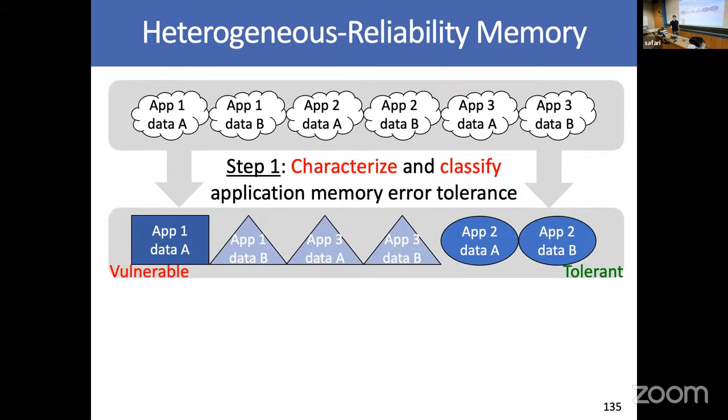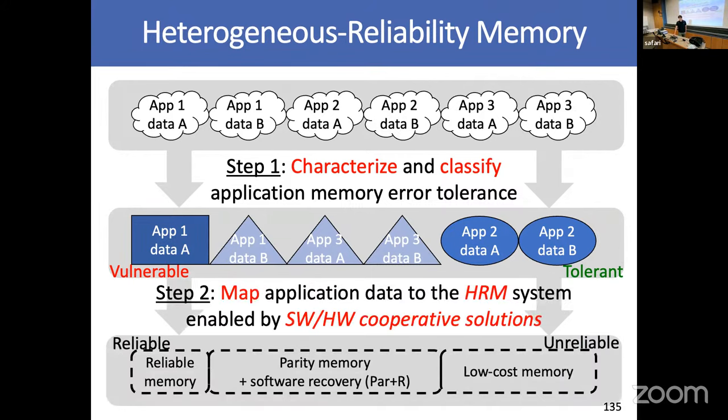Remember, we are doing hardware-software co-design. So the first thing is to understand the workloads well. We characterize and classify the applications and their data depending on how memory error tolerant they are. And then we map them to the more reliable or less reliable memory, depending on the characteristics of the data and the applications.